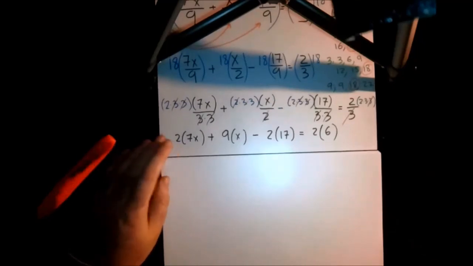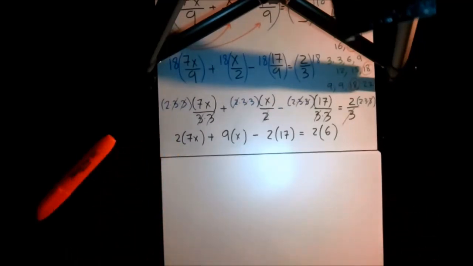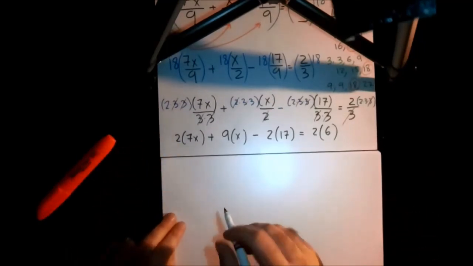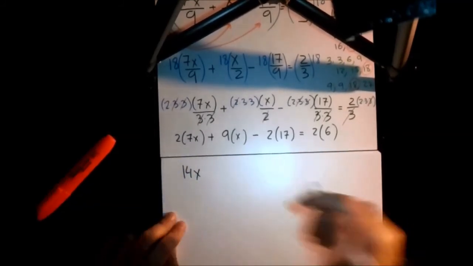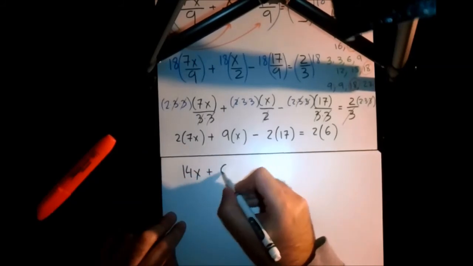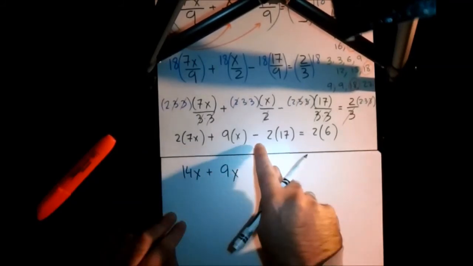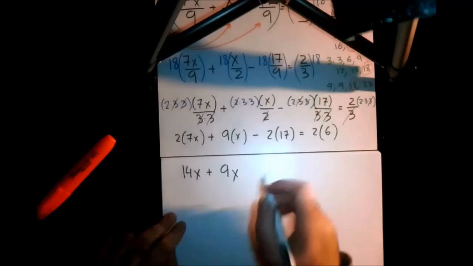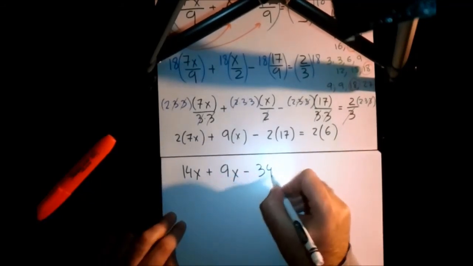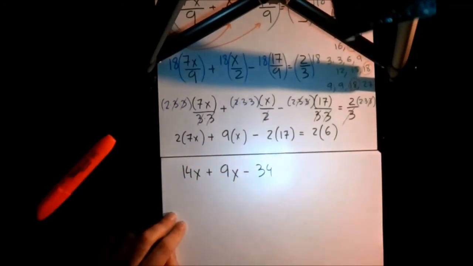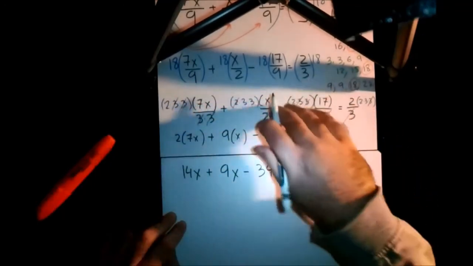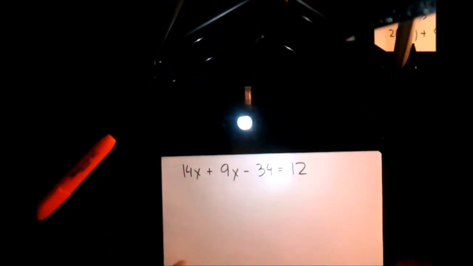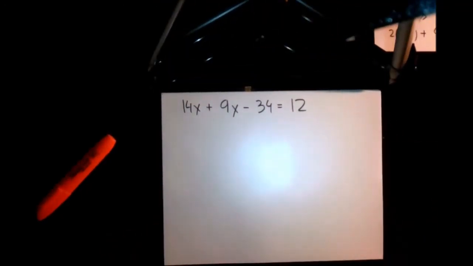I'm going to go ahead and do my simplification here. 2 times 7x, that's 14x. 9 times x is just 9x. Negative, or just minus, 2 times 17, that's 34. The minus is still there. 2 times 17 is 34. And over here, I have 12. Gonna get rid of this. This goes up. All right.